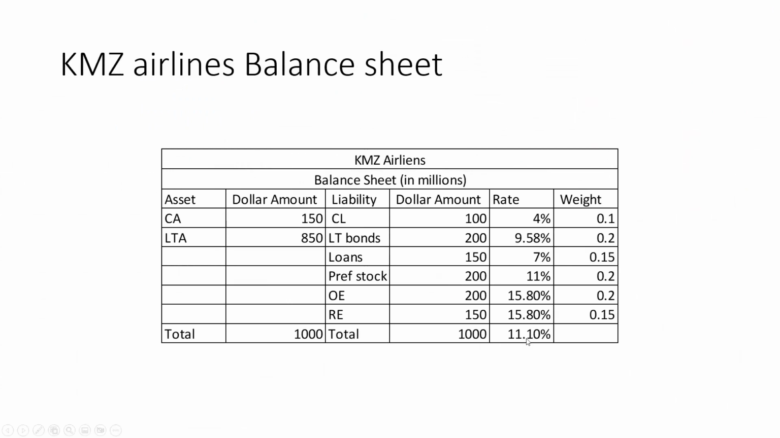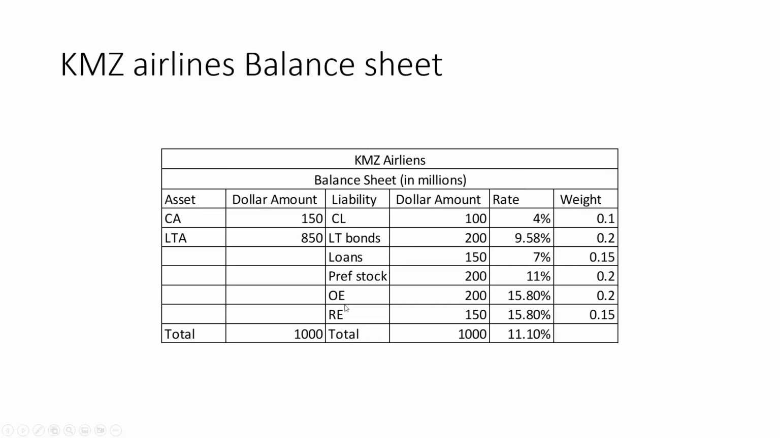It is so easy to calculate, but in the real world, these data come from various sources. Current liabilities will come from the treasury. Long-term bonds will come from merchant banking. Loans will probably come from the corporate credit department. Preferred stock will also come from merchant banking, or whatever the division in the organization is.